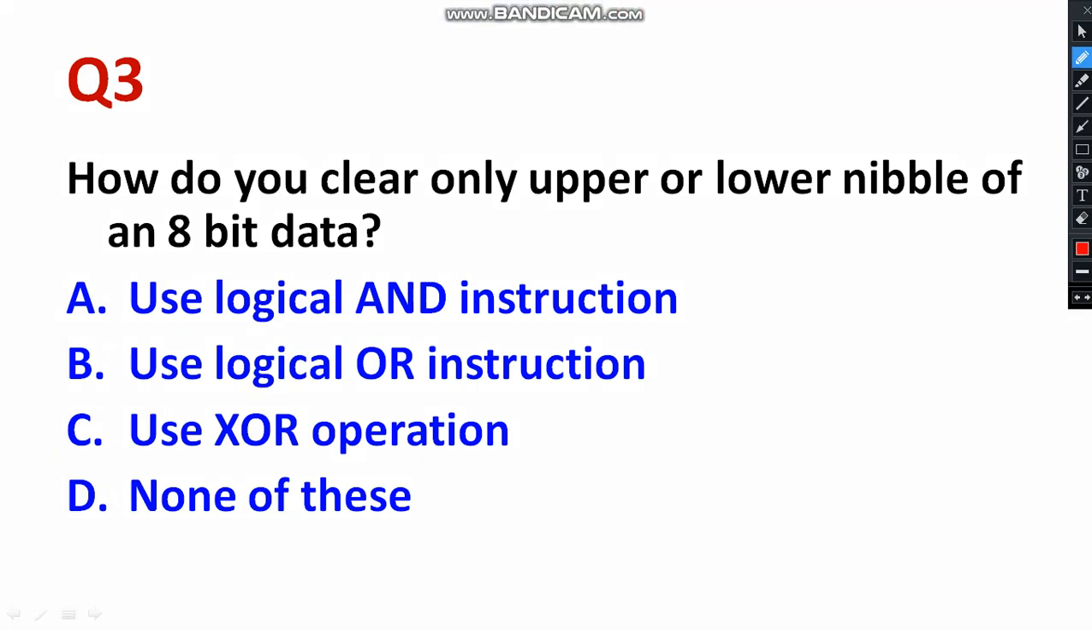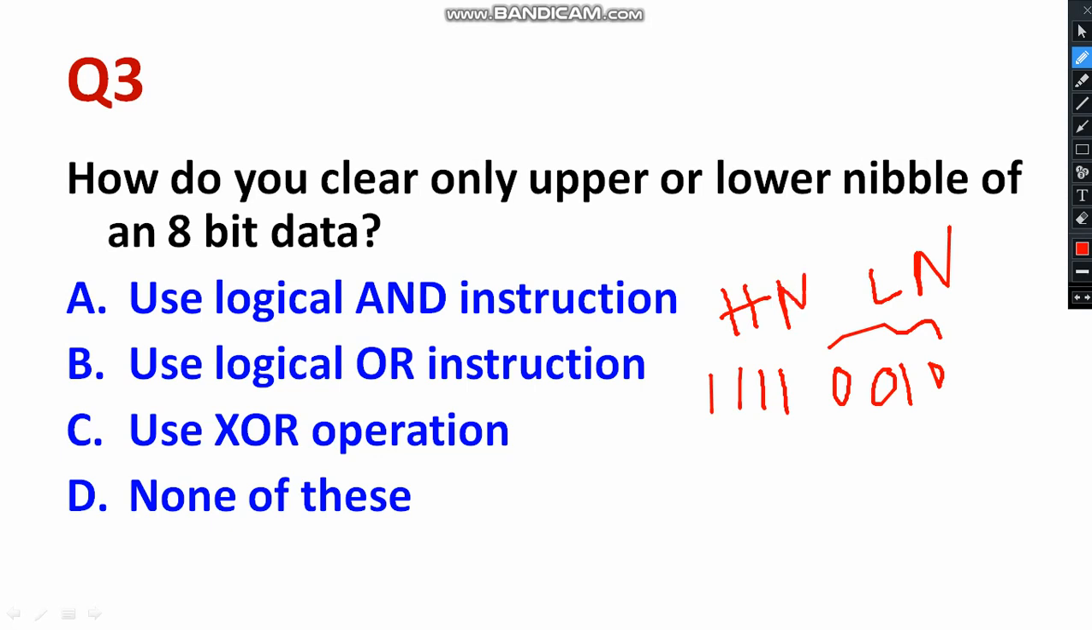Question number 3. How do you clear only the upper or lower nibble of an 8-bit data? For example, we have an 8-bit data: 1 1 1 1 0 0 1 0. A set of 4 bits is called a nibble, that you know, right? So this is your lower nibble and this is your higher nibble. The question is, how do you clear either the upper or lower nibble?